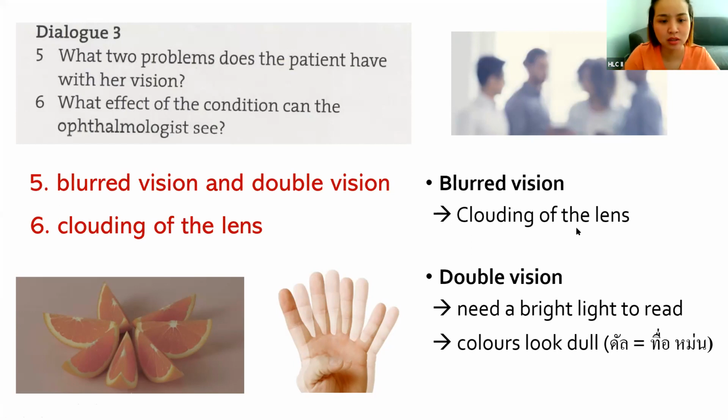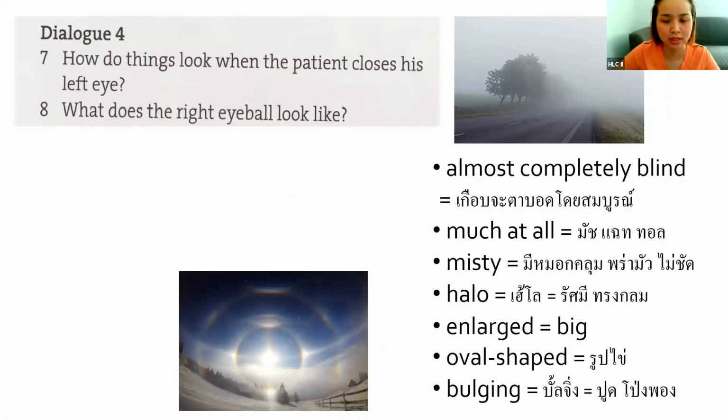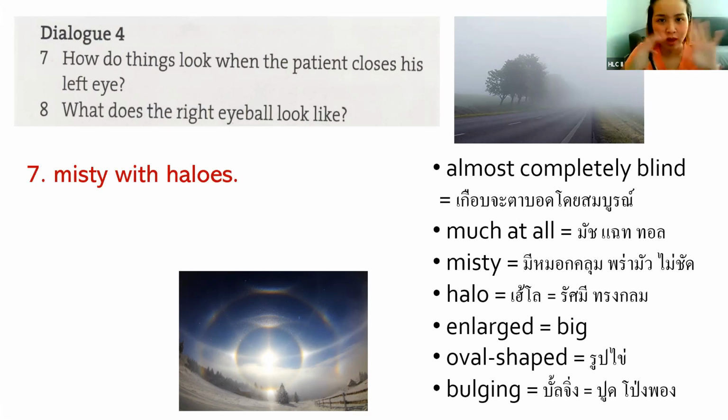Dialogue 4. Question 7. How do things look when the patient closes his left eye? ถ้า patient เนี่ยปิดตาซ้ายเขาจะเห็นอะไรนะคะไม่ใช่เขาจะเห็นอะไรเขาจะเห็นสิ่งต่างๆเนี่ยเป็นยังไง The answer is pretty easy. So everything looks misty with halos. It's not halo, not halos, halos.